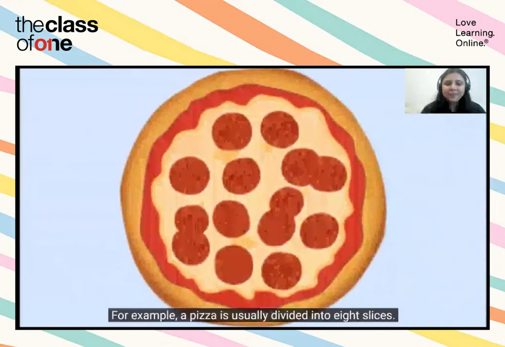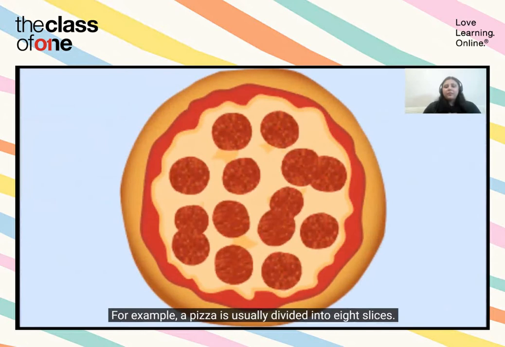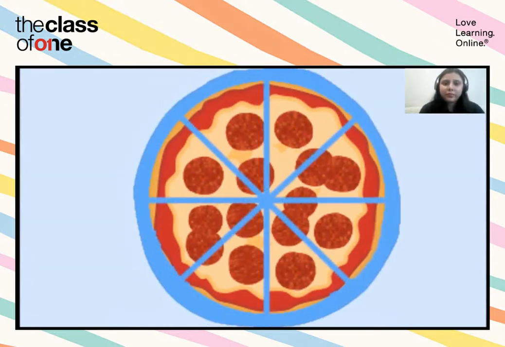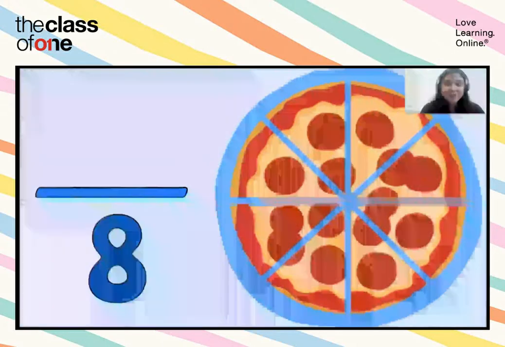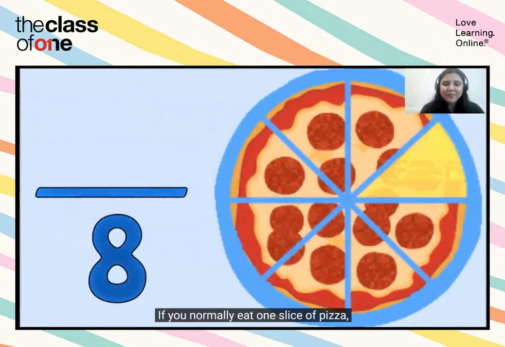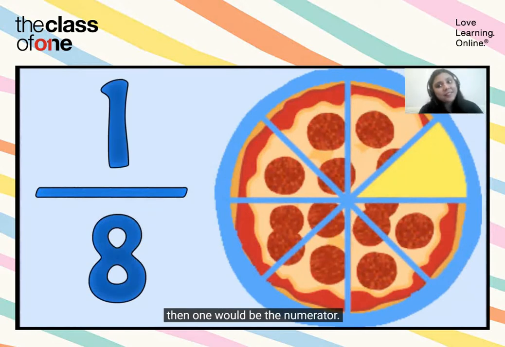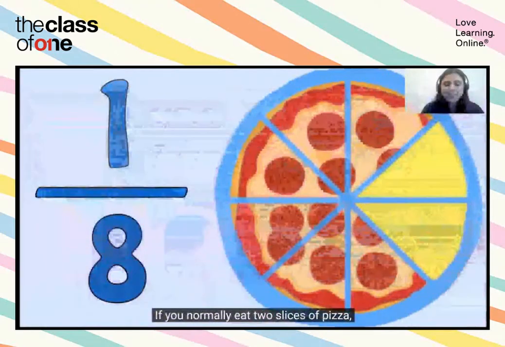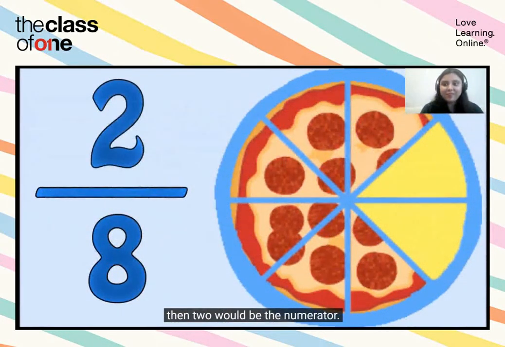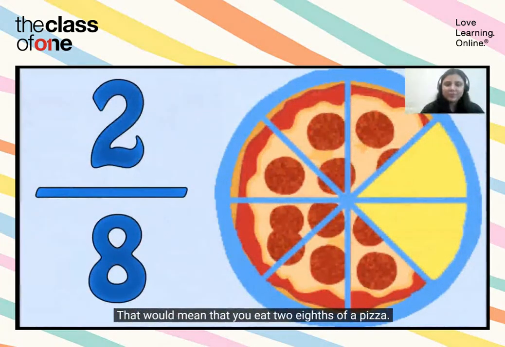For example, a pizza is usually divided into 8 slices. That means that in a fraction, the denominator would be 8. See? If you normally eat 1 slice of pizza, then 1 would be the numerator. That means that you eat 1/8 of a pizza. The numerator is always the selected part. If you normally eat 2 slices of pizza, then 2 would be the numerator. The denominator would still be 8 since there are always 8 slices of pizza. That would mean that you eat 2/8 of a pizza.